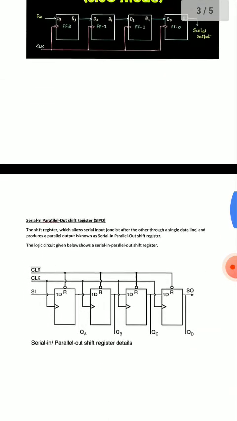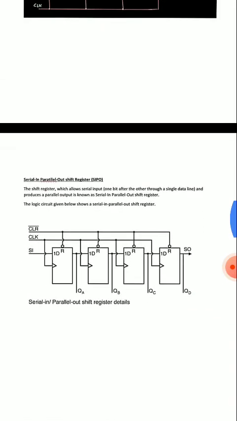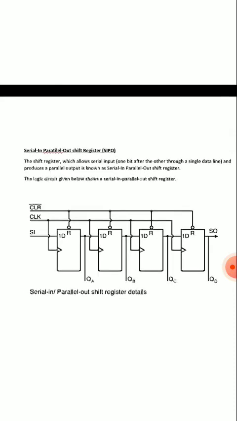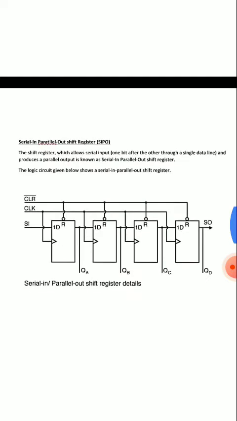Now coming to the second mode, it is the serial in parallel out shift register. The shift register which allows serial input, one bit after the other through a single data line, and produces a parallel output is known as a serial in parallel out shift register. The circuit is given below. As you can see, this is the second mode of operation.